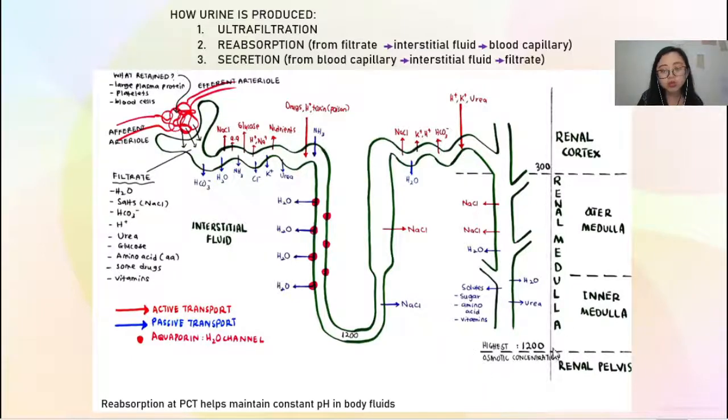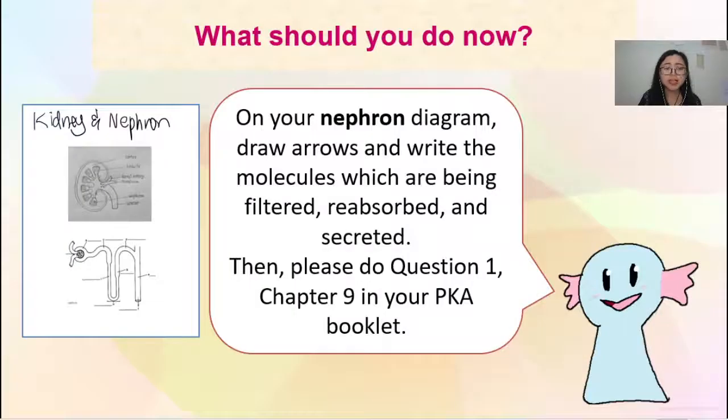Do you need to remember and understand that at your level now? Not really. You can write that down if you want, but that's not important for you to memorize this time. So that's it for urine formation. What should you do now? Now you should go back to your nephron diagram, finish the labeling, and also do question 1, chapter 9 in your PKA booklet.